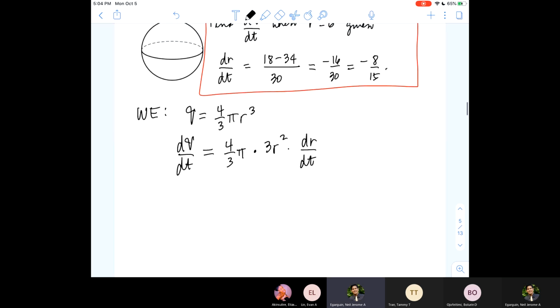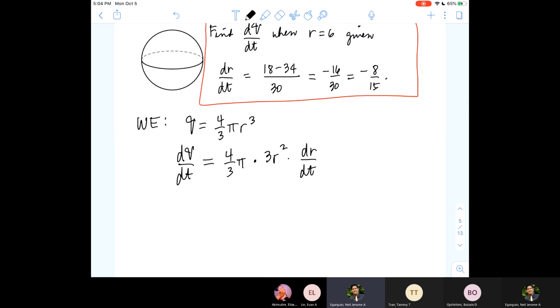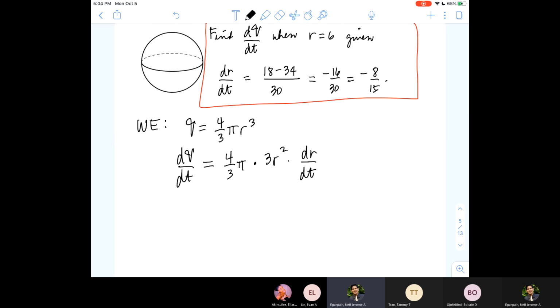Now we're done differentiating, so I can plug in all the information we already deduced from the problem. dv over dt is the unknown value, so let's just copy it over. 4/3 pi should be there times 3. And then r, the value of r is 6. Then dr over dt is negative 8 over 15.